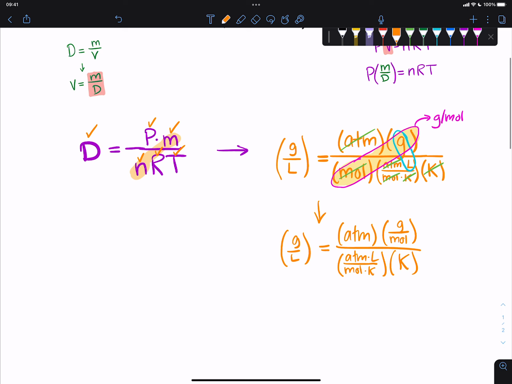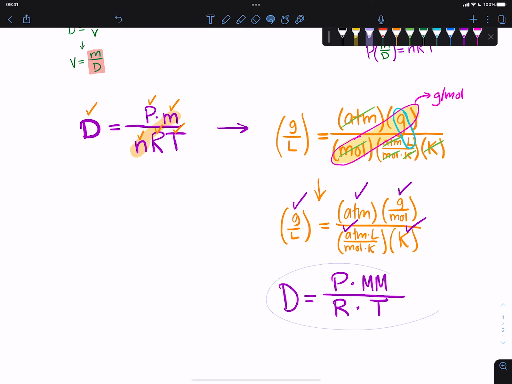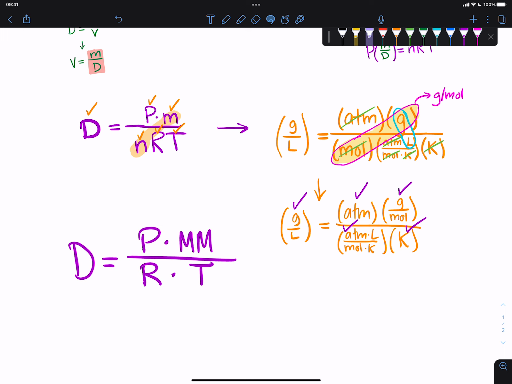So replacing the units with their actual variables, so now we're kind of working backwards with it, we have density is equal to pressure times molar mass. Sometimes you'll see it as like a sideways looking italic M. I sometimes put mm for molar mass. And that's divided by R times T. So density, pressure, molar mass, R constant, and temperature. And this is generally the density equation for a gas that you will see.